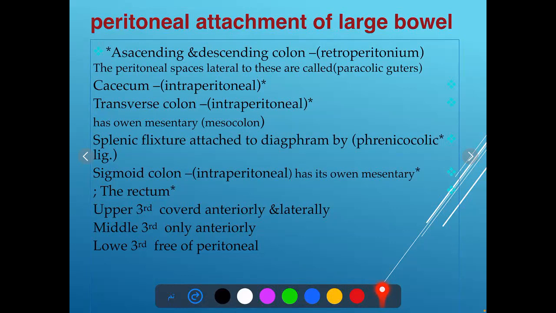The rectum is divided in three parts. The upper third is covered anteriorly and laterally by the peritoneum, and the middle third is covered only anteriorly by the peritoneum. Lower third is free of the peritoneal attachment.